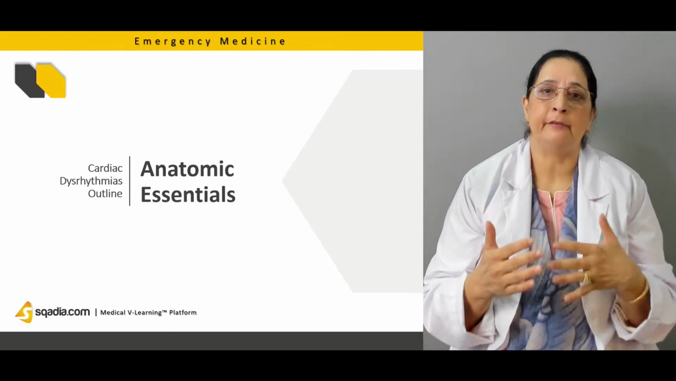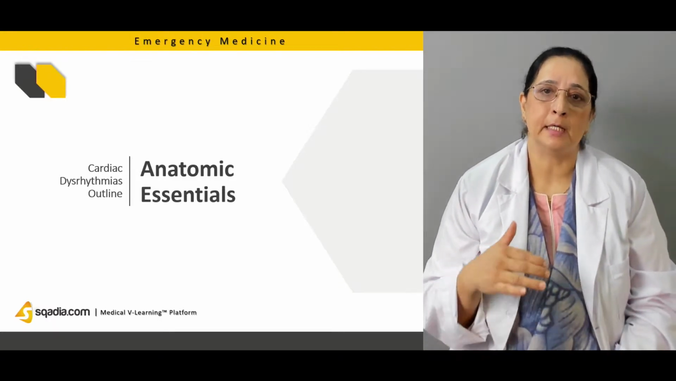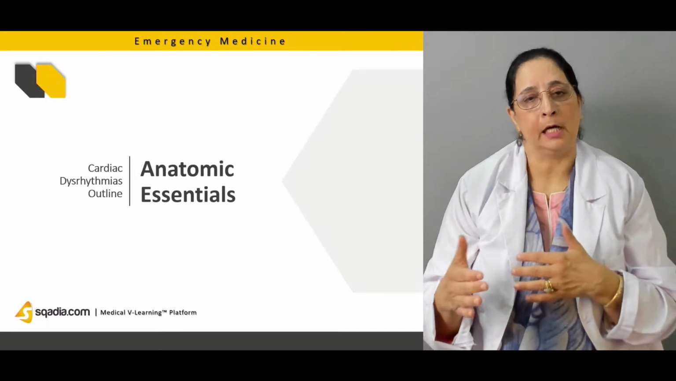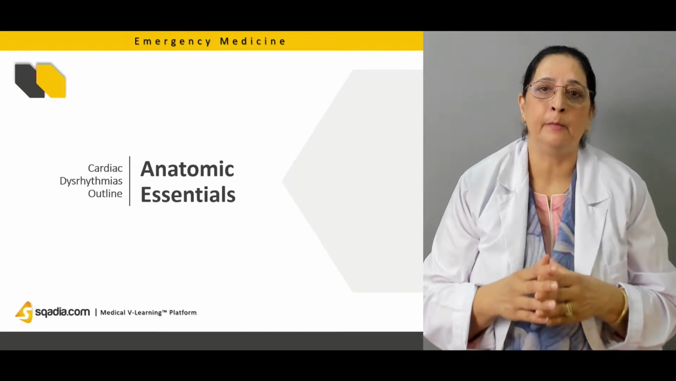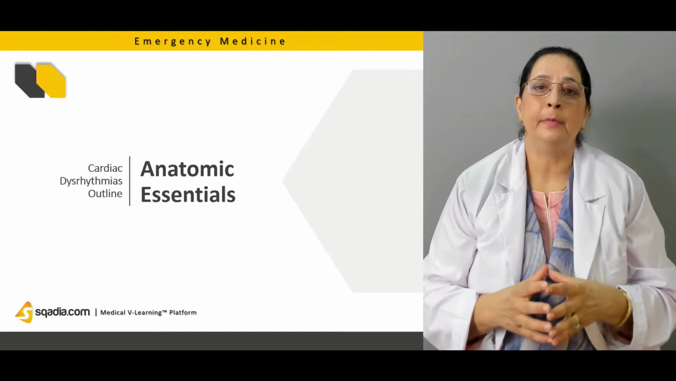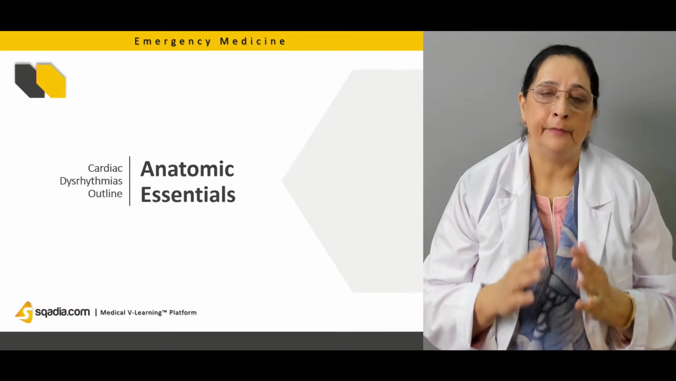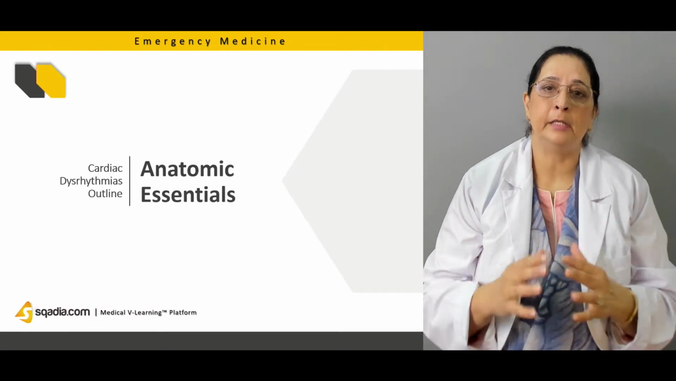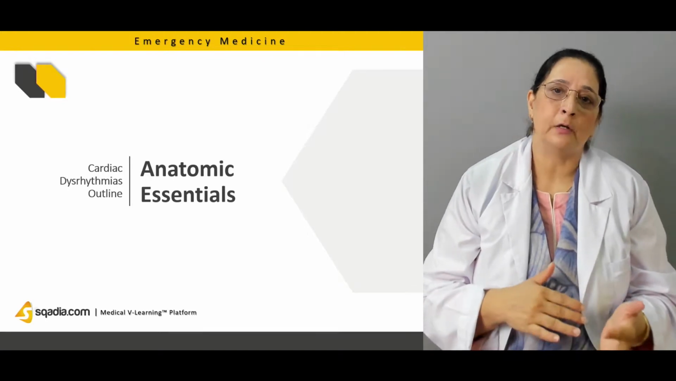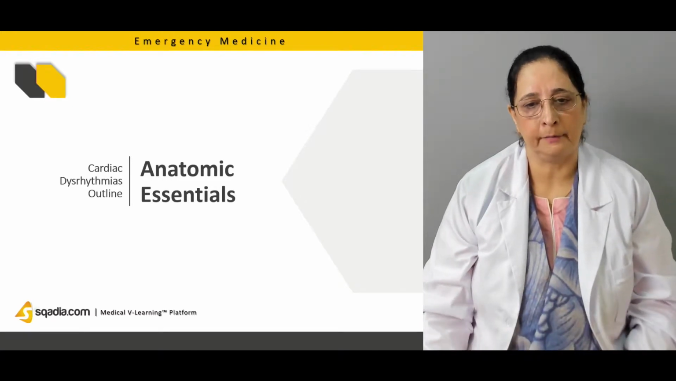Anatomic essentials are very important because when we talk about cardiac dysrhythmias, dysrhythmias are the abnormality in the rhythm of the heart. And that rhythm of the heart is very important for the normal functioning of the heart, to pump the blood out of the heart, to create a normal cardiac cycle. If that cycle is disturbed and the rhythm of the heart is not normal, that's labeled as dysrhythmias or arrhythmias. They are synonyms, they can be used with each other.